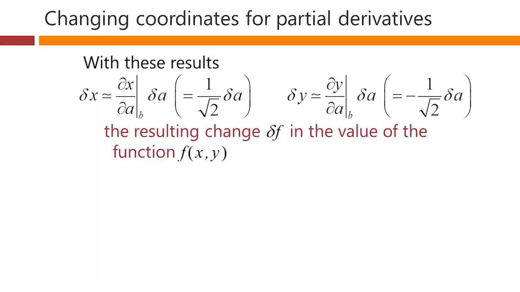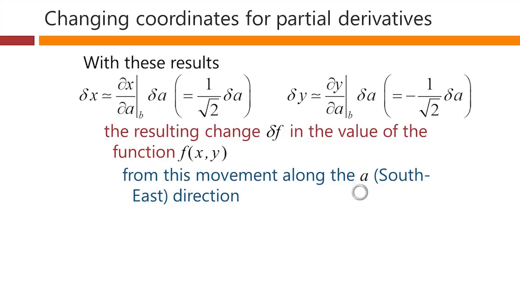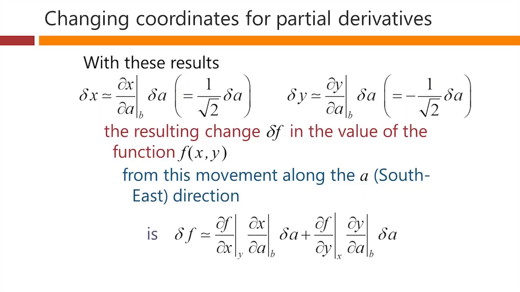The resulting change, delta f, in the value of the function f, from this movement along the a, or the southeast direction, is delta f equal to partial df by dx at constant y times our delta x here, which is partial dx by dA at constant b, times delta a. And similarly for our movement along the y direction here, that's our delta y as a result of our delta a. So we multiply that by partial df by dy at constant x.